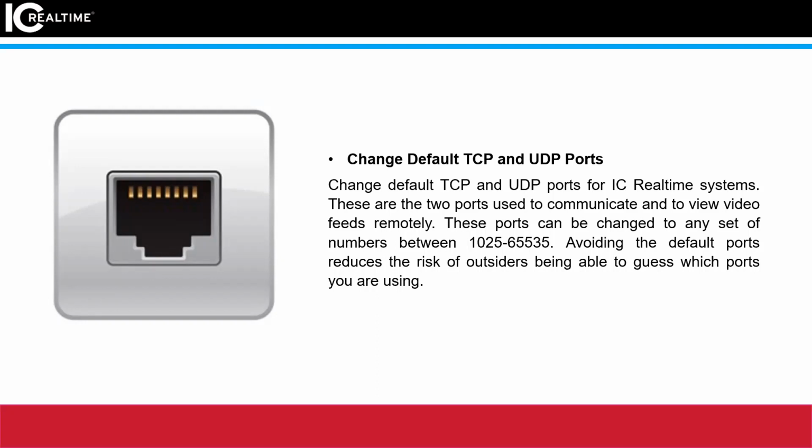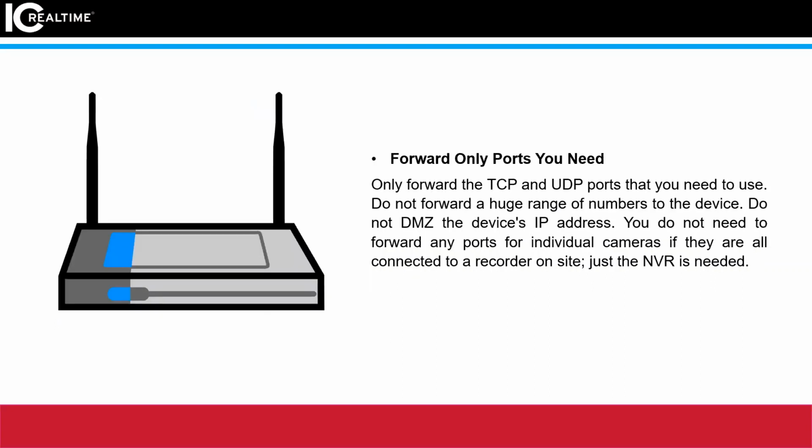So you have port numbers 1,025 to 65,535 available that you can change the TCP port to on the recorder, and then port forward that corresponding port. And again, forward only the ports you need. This is reiterating what I just talked about. If you have to port forward, only forward the TCP port, and the UDP port as well if you need it. Never put a device into the demilitarized zone of a router. You simply need to port forward those specific ports, or use P2P.